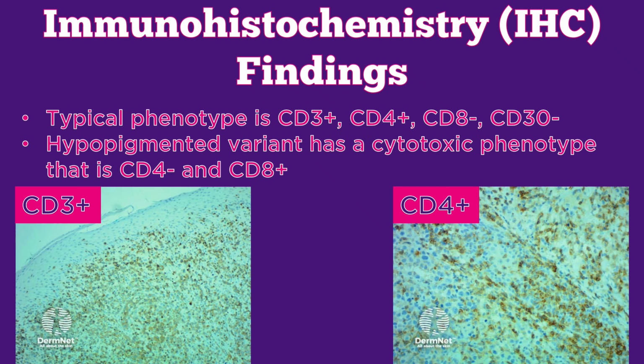Besides reporting the H&E findings, your dermatopathologist will likely perform immunohistochemistry studies on the slide to look at CD staining. The typical phenotype for MF cells is CD3 positive, CD4 positive, CD8 negative, and CD30 negative. Again, that's CD3 positive, 4 positive, 8 negative, 30 negative. Now remember that the hypopigmented variant of MF that favors children and darkly pigmented patients has a cytotoxic phenotype that's going to be CD4 negative and CD8 positive.